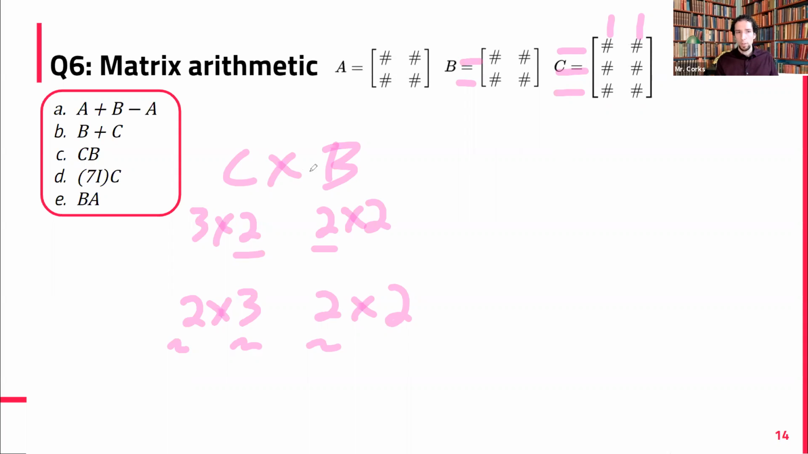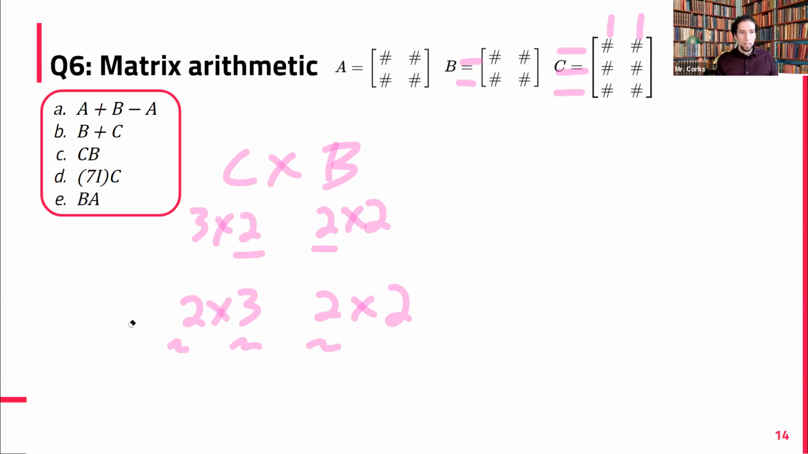The other common mistake was people said, well, let's do C times B, and then they wrote it like this. Well, B is a 2 by 2, C is a 3 by 2, and the inside numbers don't match. With matrix multiplication, we can't change the order, or if we change the order, we change the question completely. We have to evaluate it as stated in the order given. So can we do C times B in that order?